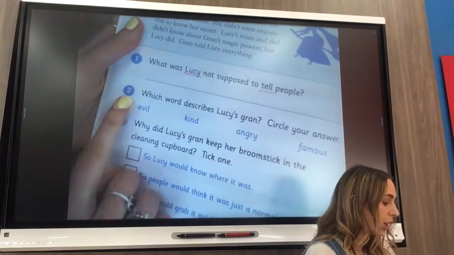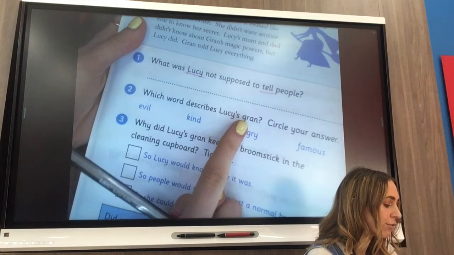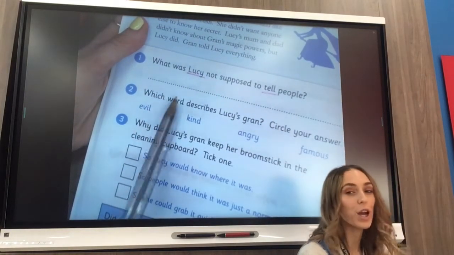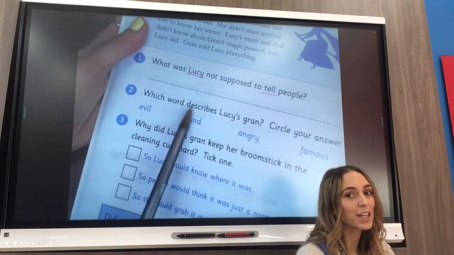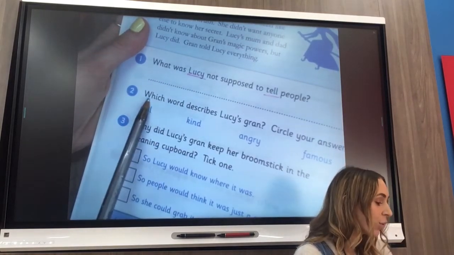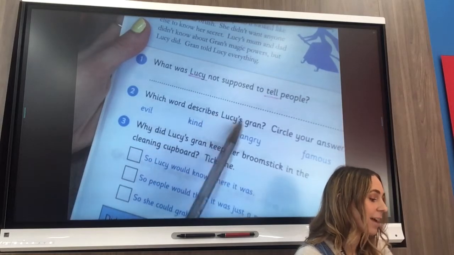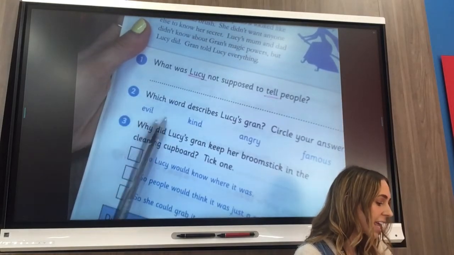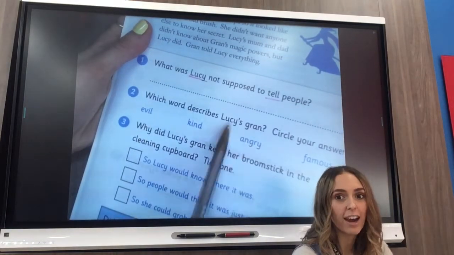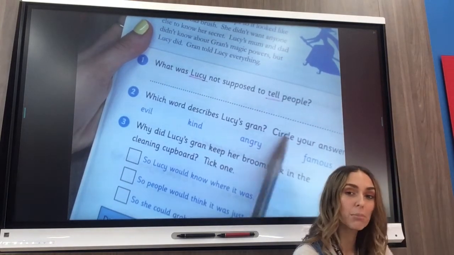Number 2. Which word describes Lucy's gran? Circle your answer. So not just a word, but a what? What's our fancy word for a describing word? An adjective, well done. Which adjective describes Lucy's gran? Evil, kind, angry, or famous?